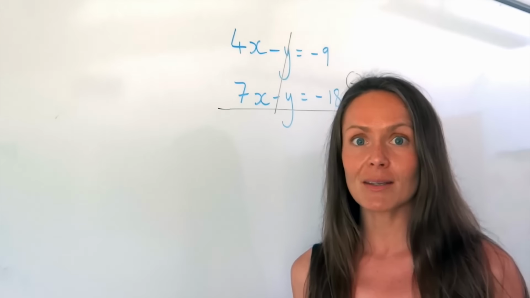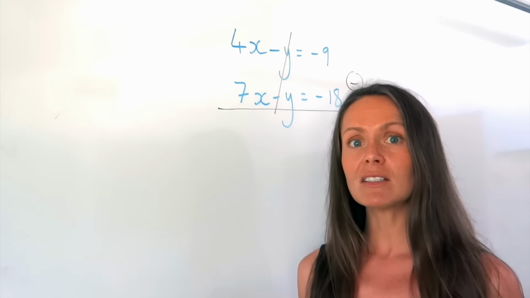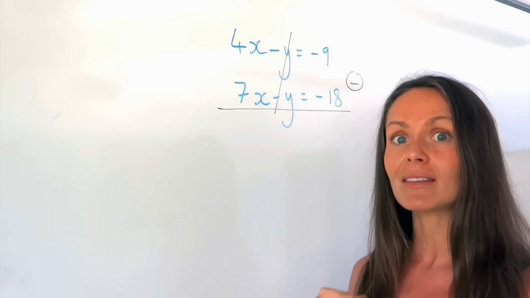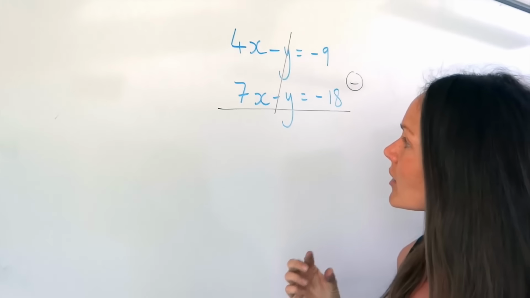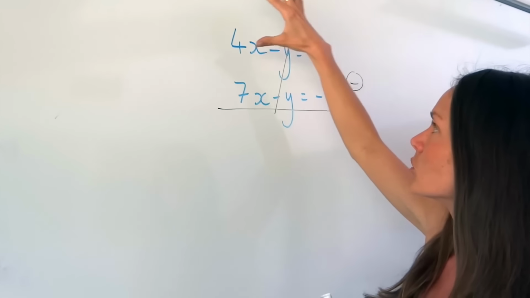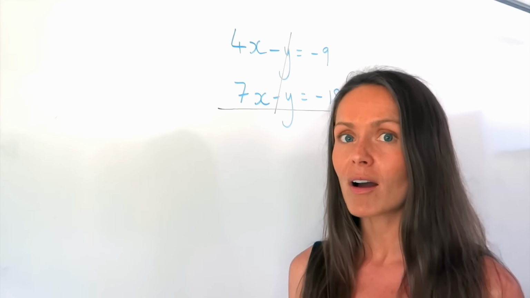Well, when we're solving simultaneous equations and we're using this elimination method, we're allowed to bend the rules a little bit, and if we want to, we're allowed to subtract the other way around. So you're actually allowed to do this bottom equation minus the top one, and it will give you exactly the same answer for x and y at the end.